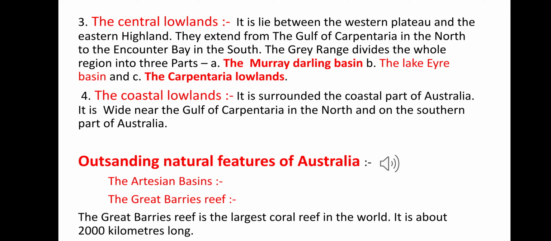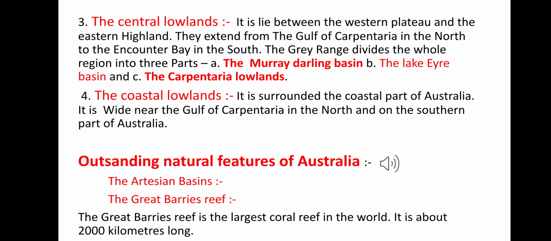Our next point is the Central Lowland. It lies between the Western Plateau and the Eastern Highland, and it extends from the Gulf of Carpentaria in the north to Encounter Bay in the south. The Great Range divides the whole region into three main parts. Number one, the Murray-Darling Basin. The Murray and its tributaries such as the Darling, the Murrumbidgee, the Lachlan, and the Goulburn drain nearly the whole of southeastern Australia.